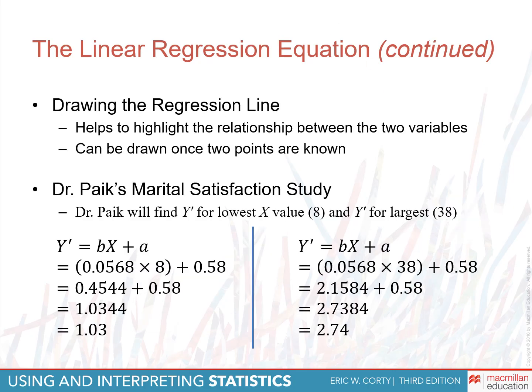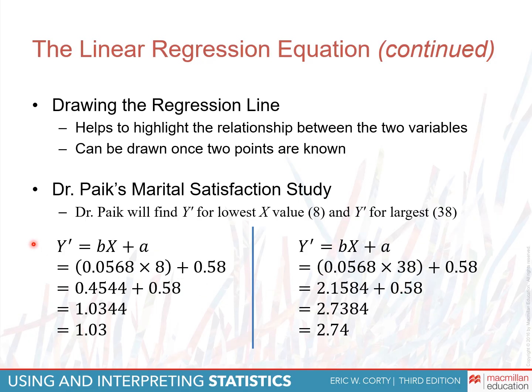So once we have a regression equation, we can actually draw that regression line that can help us to come up with the actual relationship between our variables. And to do that, basically, we need to know two of our data points so that we can connect them with a line. So let's say we decide that we want to predict marital satisfaction based on two different values for husband's gender role flexibility. So let's say we pick 8 as one of those values, and then 38 is the other value.